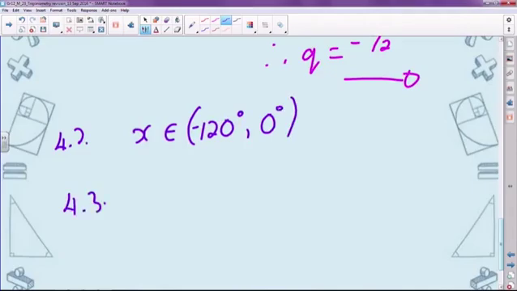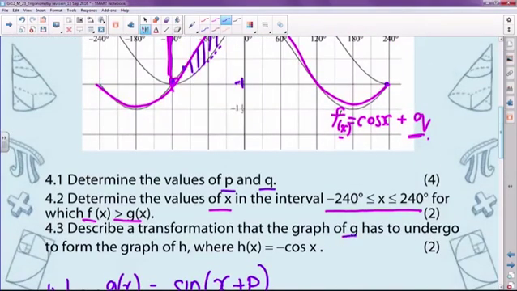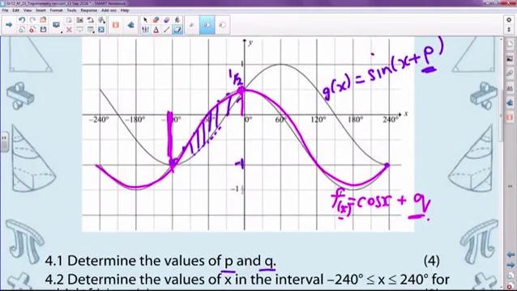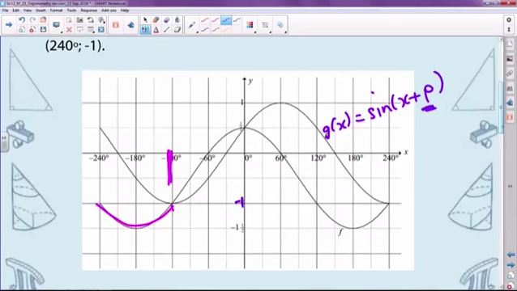All right, and I quickly want to have a look at the last question, which says, describe a transformation that the graph of g, so your sine graph, has to undergo to form the graph of h, where h of x is equal to negative cos x. Okay, so let's just erase this quickly and have a look at what we're saying. So we're looking at the graph of g. What transformation must it undergo to become a negative cos x graph? Well, if I just superimpose now my negative cos x graph, it's going to look something like that, okay?